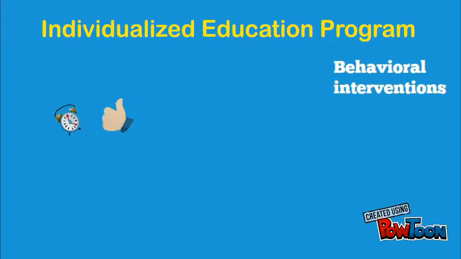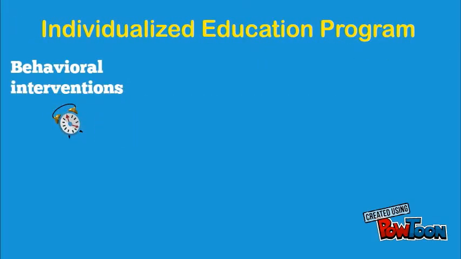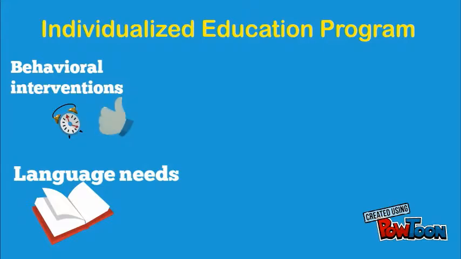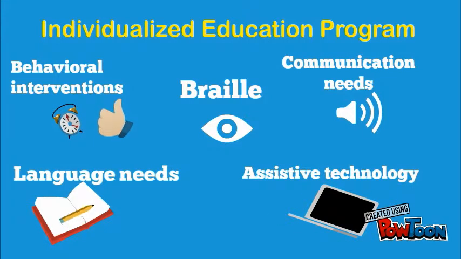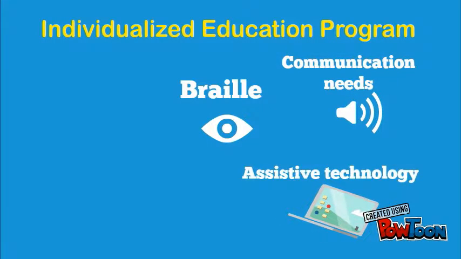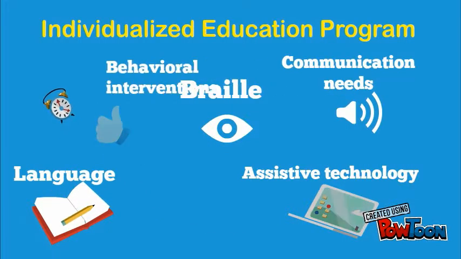The IEP must also address special factors for some children: the use of positive behavior interventions and supports and other strategies to address behavior, and language needs of the child as those needs relate to the IEP when qualifying as a child with limited English proficiency. The IEP must also provide instruction in Braille when appropriate for a child who is blind or visually impaired. Consider communication needs of a child who is deaf or hard of hearing, and consider assistive technology devices and services.